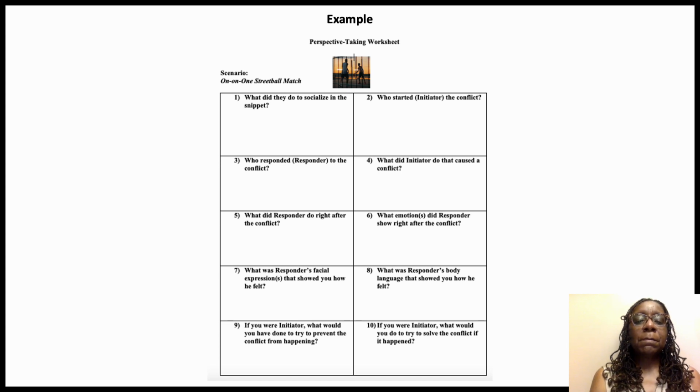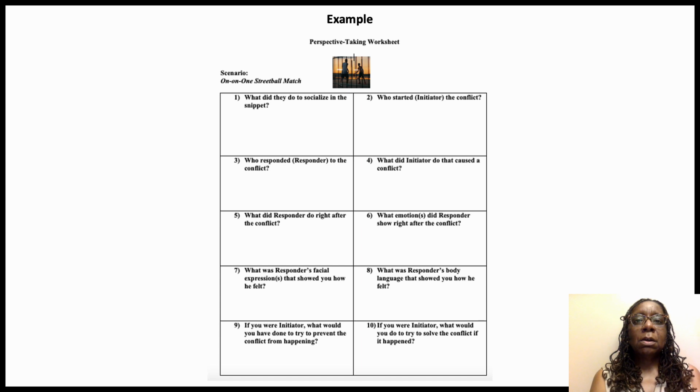For instructional purposes, let's review each question in its entirety. Question number 1. What did they do to socialize in the snippet? Question number 2. Who started the conflict? You will notice that the term initiator is in parentheses. This is so because from this point forward, initiator will be known as the person who started the conflict.